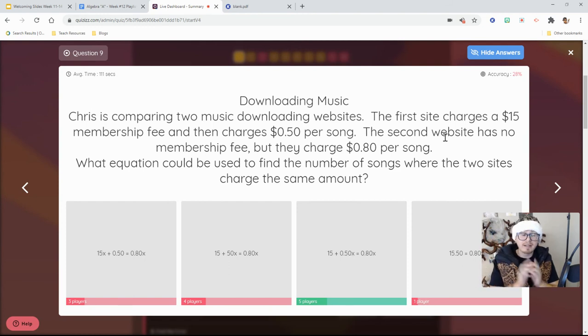80 cents per song. And again, you don't know how many songs. So that is probably your variable because on both of these sentences, the per song is the thing we don't know. What equation could be used to find the number of songs for the two sites would charge the same amount? Now, why does that even matter?